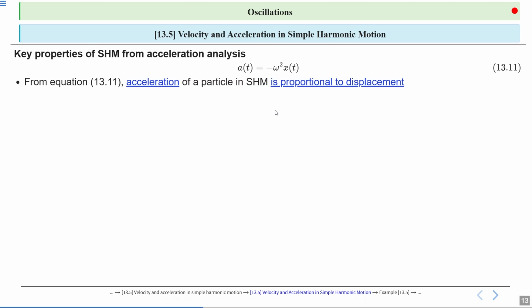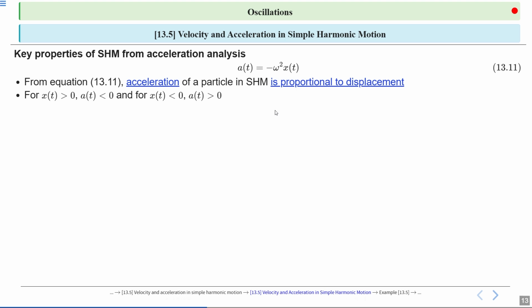For equation 13.11, acceleration of a particle in SHM is proportional to displacement from the center, but in the opposite direction. That means the further you move from the center, the stronger the acceleration pulling you back. This is a defining feature of SHM, and it's why the motion repeats in a regular back and forth way.